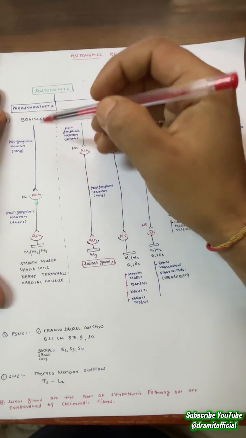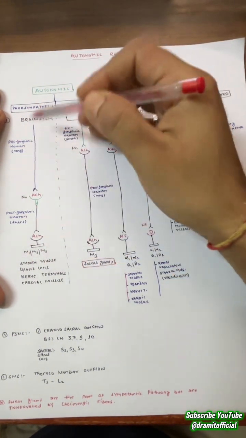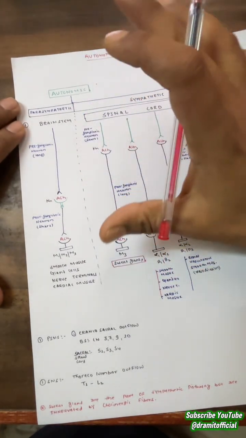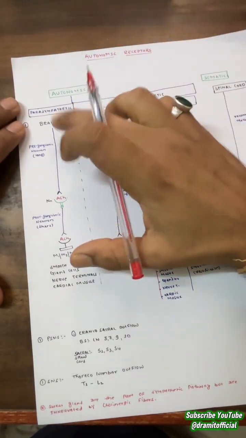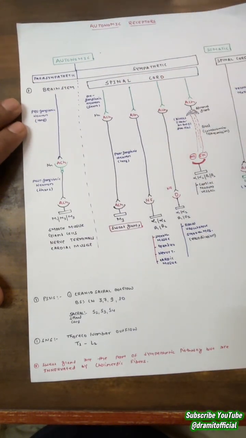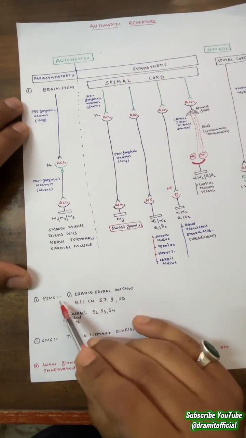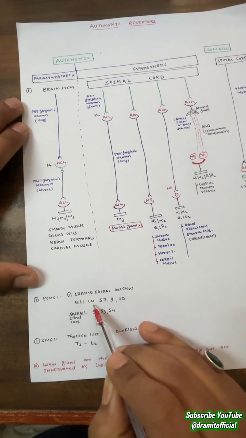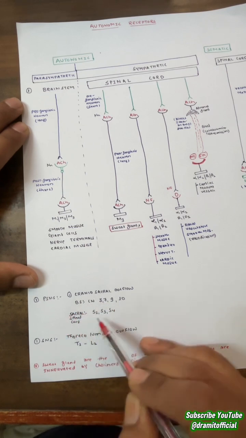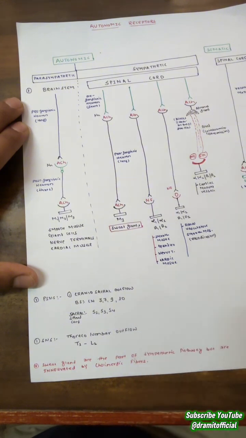Now, let's talk first about this parasympathetic nervous system. While focusing on the parasympathetic nervous system, as we all know, it originates from the brain stem and sacral spinal cord. That is, the parasympathetic nervous system starts from the brain stem, that's cranial nerves 3, 7, 9 and 10, and from the sacral spinal cord, that is S2, S3 and S4.